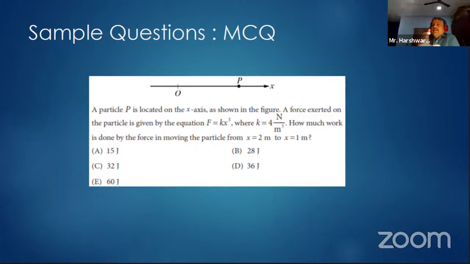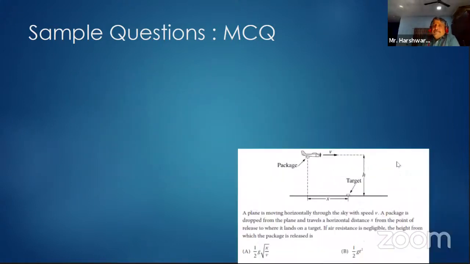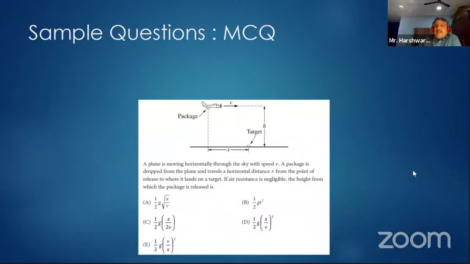So that is just a glimpse of why calculus is required in this Physics C part. Another question here: you can see a plane is moving horizontally. A package is dropped from the plane. It travels a horizontal distance. So it's basically a projectile-based question, which we study in kinematics.